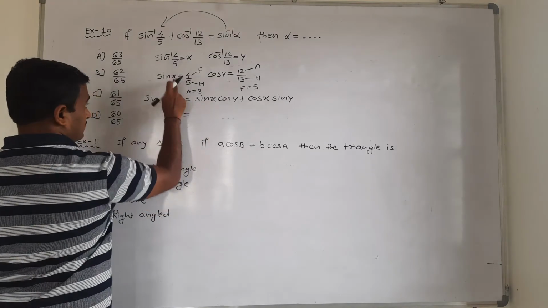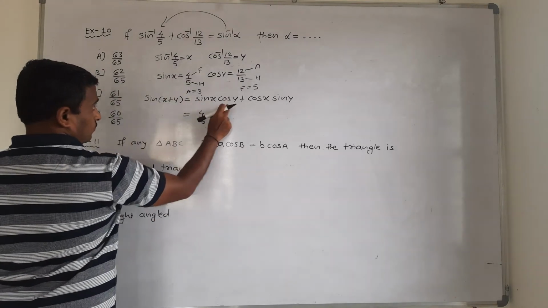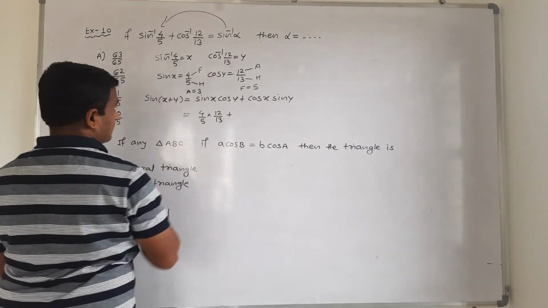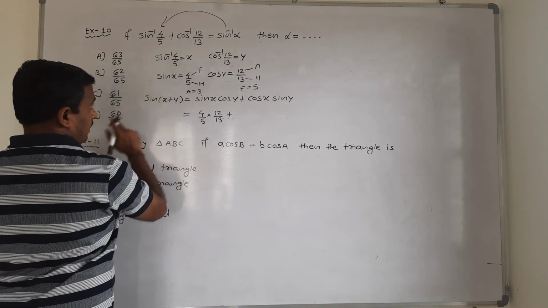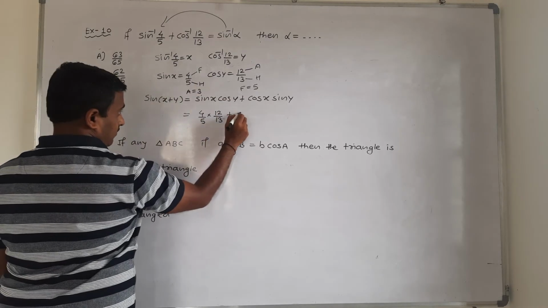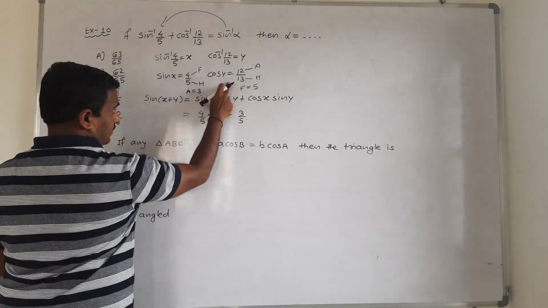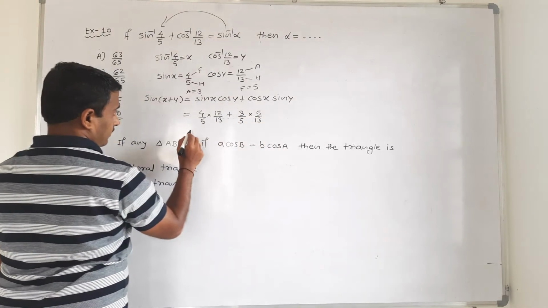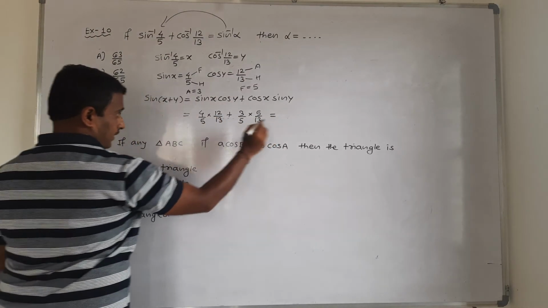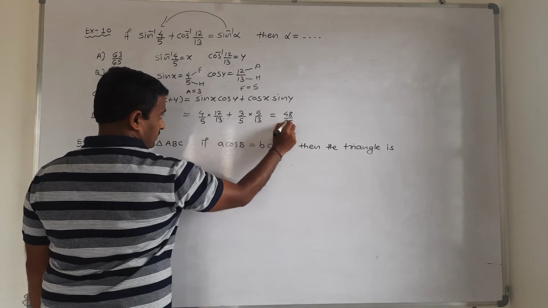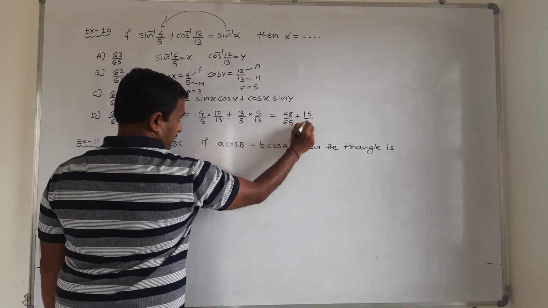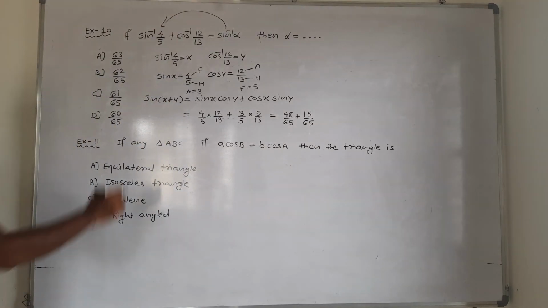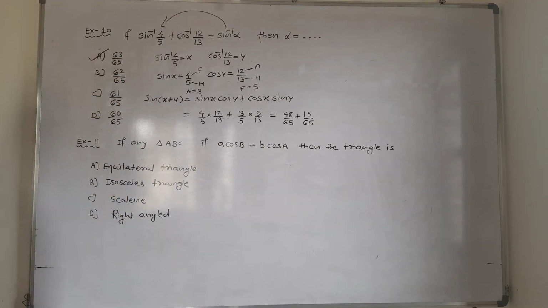Sin x is here 4 by 5, cos y here 12 by 13, plus cos x, adjacent 3 upon hypotenuse, 3 by 5, sin y, front 5 upon hypotenuse 13. Total 48 by 65 plus 5 threes are 15 by 65. 48 plus 15, 63 by 65. That is A option.